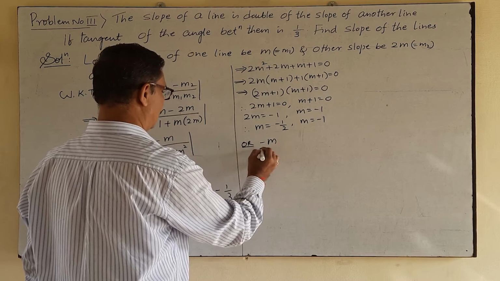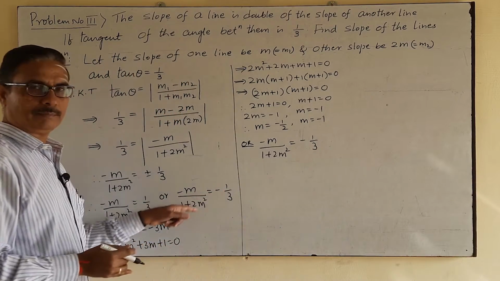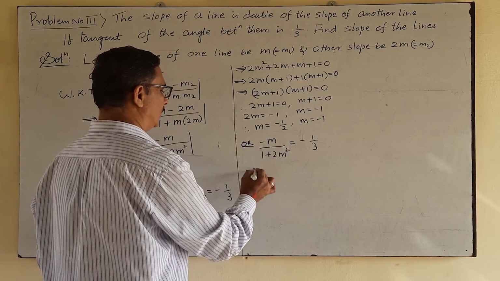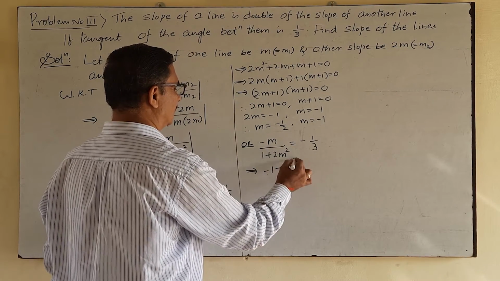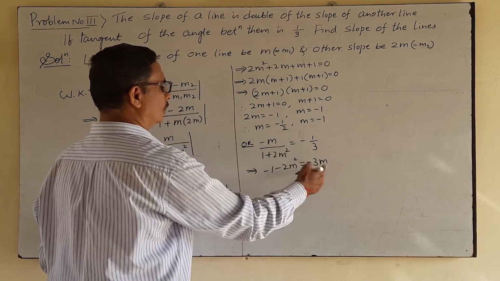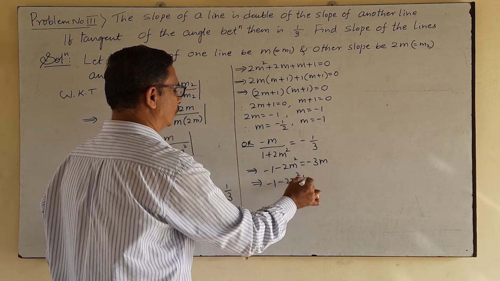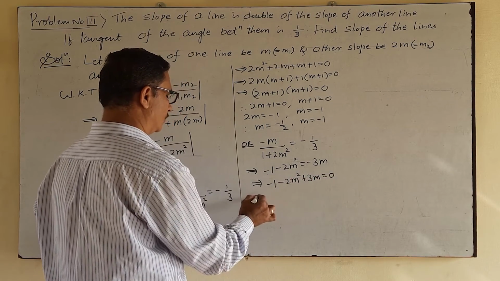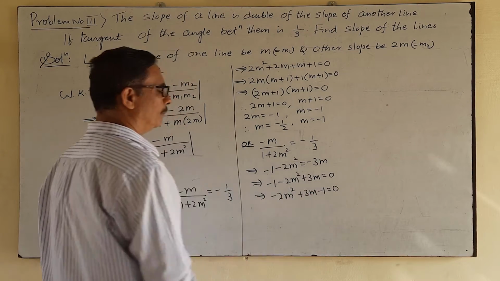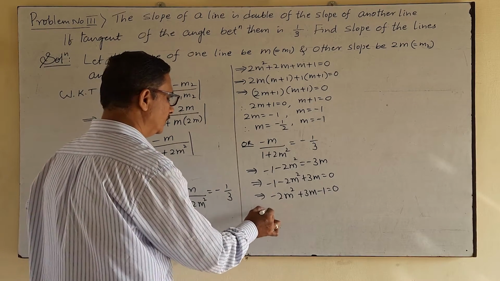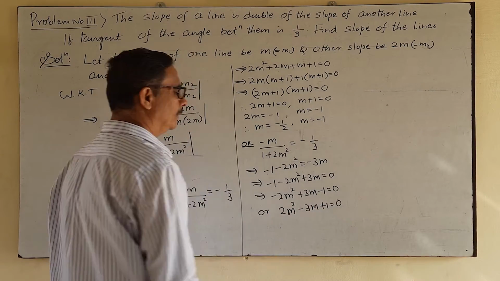Another case: minus m divided by 1 plus 2m square is equal to minus 1 by 3. Again further simplify, cross multiply. Now here 1 plus 2m square into minus 1 is equal to 3 into minus m, that is minus 3m. Okay. Implies minus 1 minus 2m square plus 3m is equal to 0, or minus 2m square plus 3m minus 1 is equal to 0, or multiply by minus sign: 2m square minus 3m plus 1 is equal to 0.